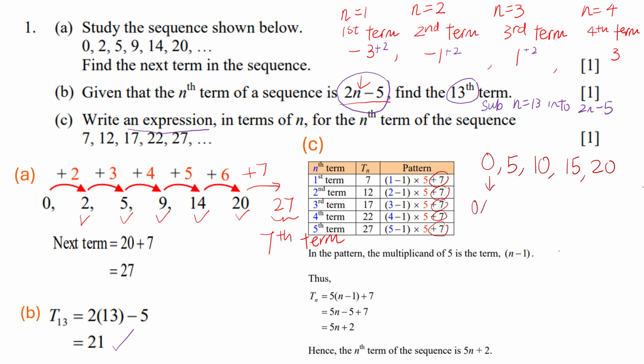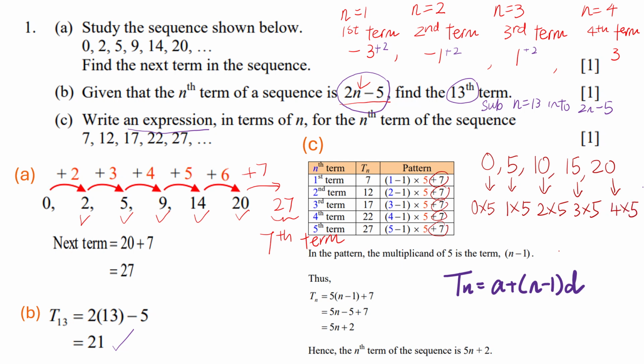0 is 0 times 5. 5 is 1 times 5. 10 is 2 times 5. 15 is 3 times 5. And 20 is 4 times 5. And we can further break down 0 to be 1 minus 1. 1, you can break it down into 2 minus 1. 2, you can break it down into 3 minus 1.